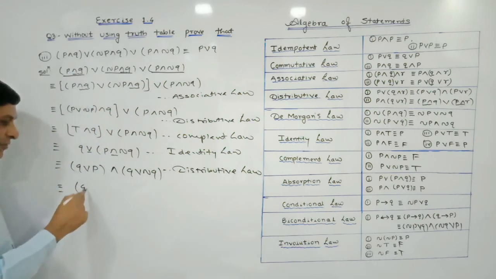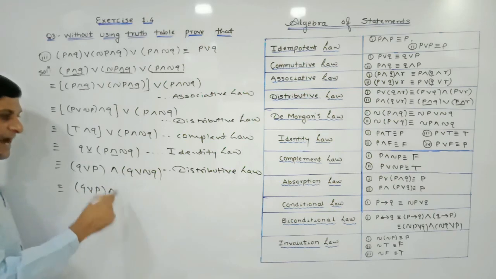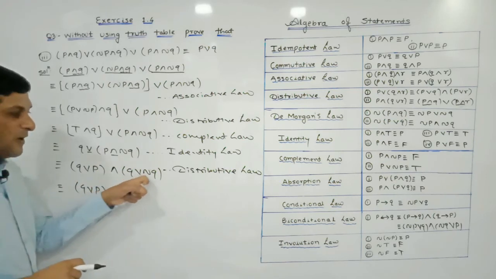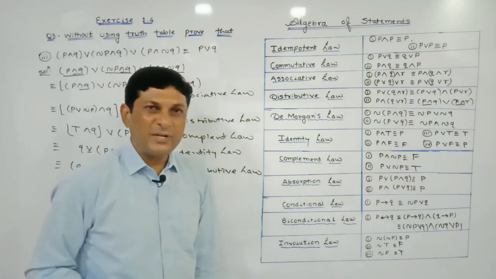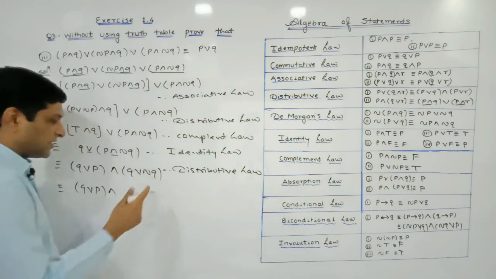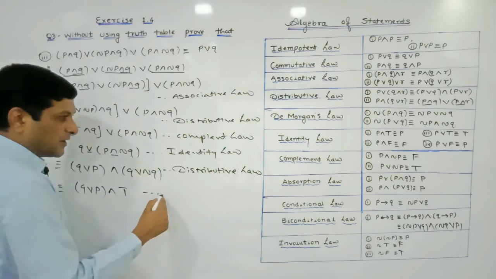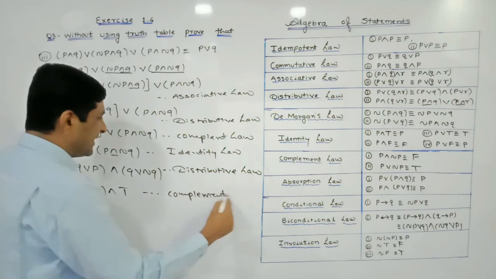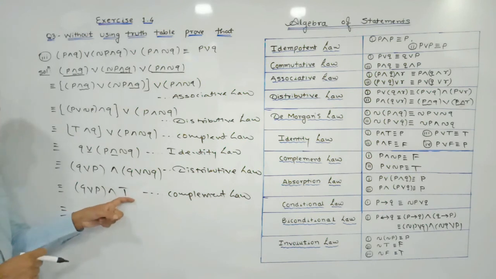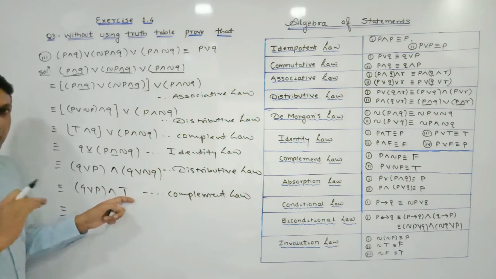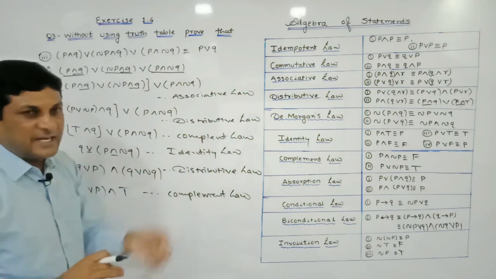Now here Q or P, keep it as it is, and the AND also as it is. Again, P or Q or negation Q. As we know that P or negation P will be T, in the same way Q or negation Q will be T according to the complement law. Lastly, if you observe this statement, here T appears. In a statement, if T or F appears, at that time we use the identity law.